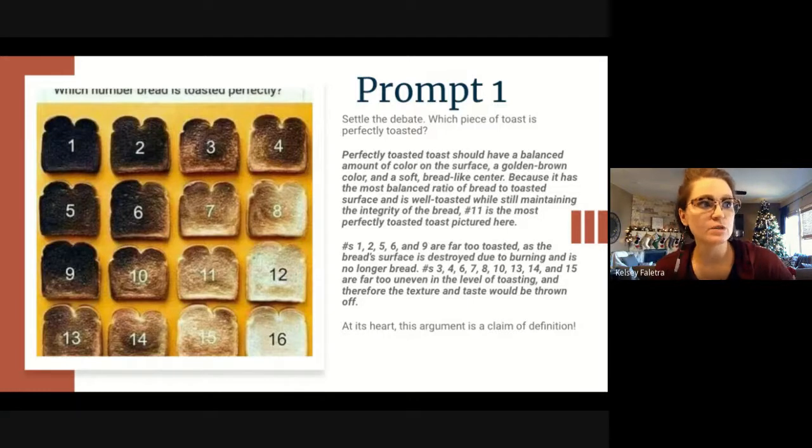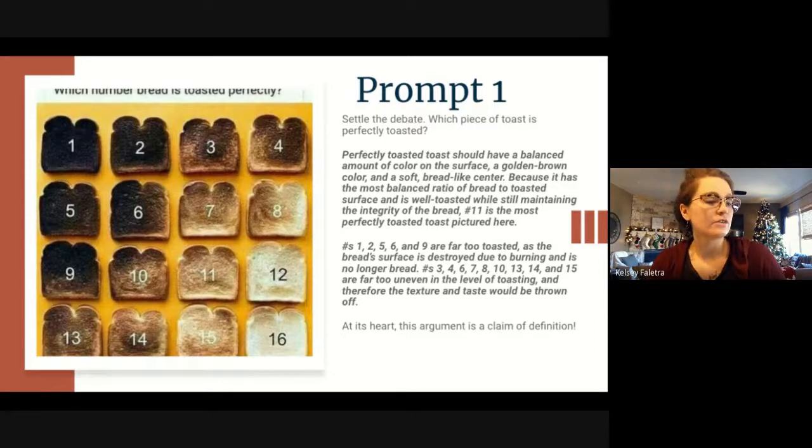Because it has the most balanced ratio of bread to toasted surface and is well toasted while still maintaining the integrity of the bread, number 11 is the most perfectly toasted toast pictured here. That's my assertion. I've set up the criteria, and I've outlined what my evidence would be in my essay. Now, yes, I know it's ridiculous to imagine writing an essay about this, but I guarantee you all of you could do it, right?